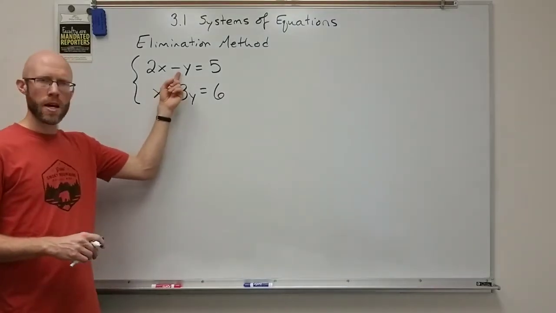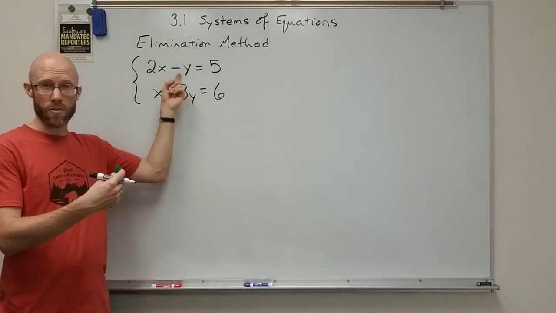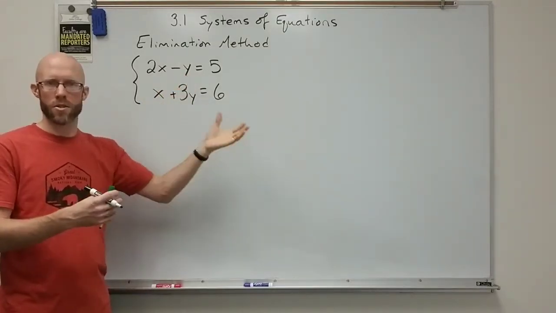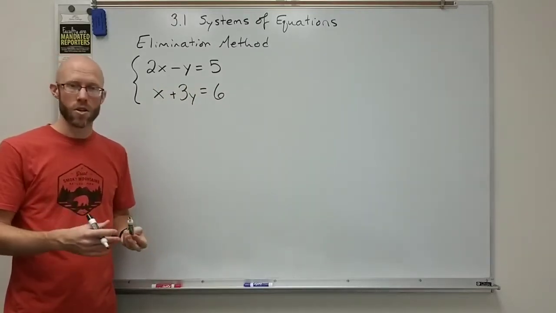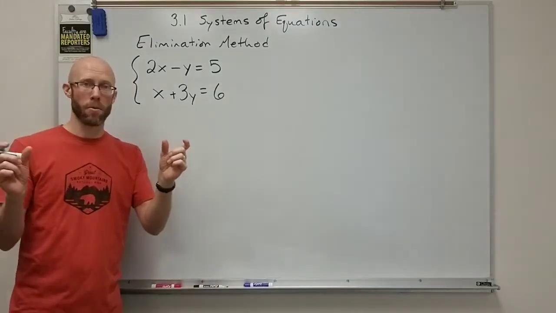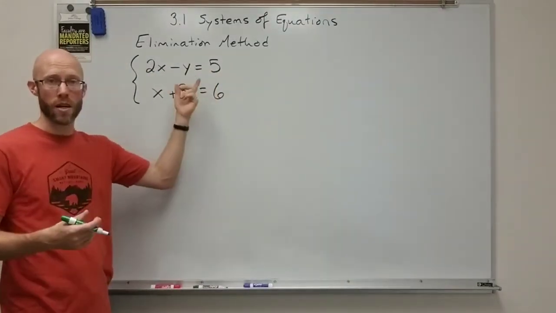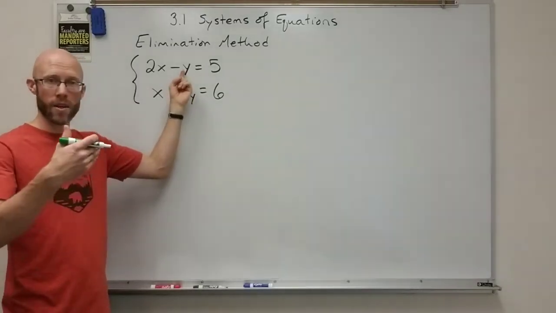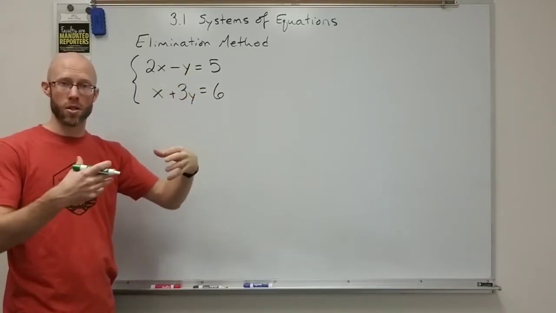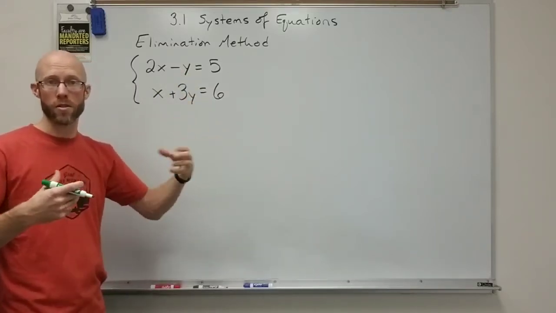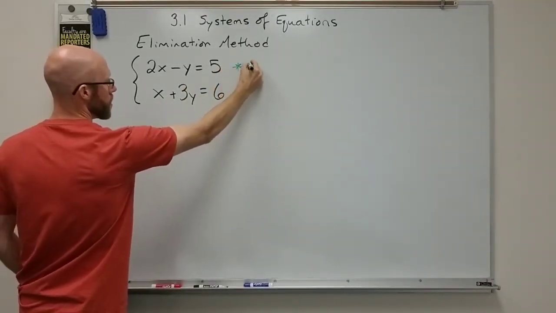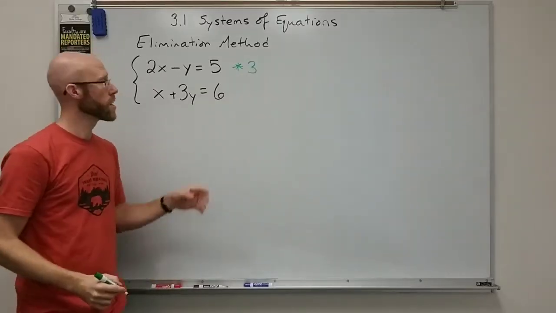But the question is, how do I make this negative y a negative 3y without changing the equation in some way that messes the solution up? And the answer to that is utilizing the multiplication principle of equality, where I multiply both sides of that top equation by 3. That would change the y to having a negative 3 coefficient without changing any of the solutions. It gives me an equivalent equation. So that's what I'm going to do. I'm going to multiply this top equation by 3, all right?